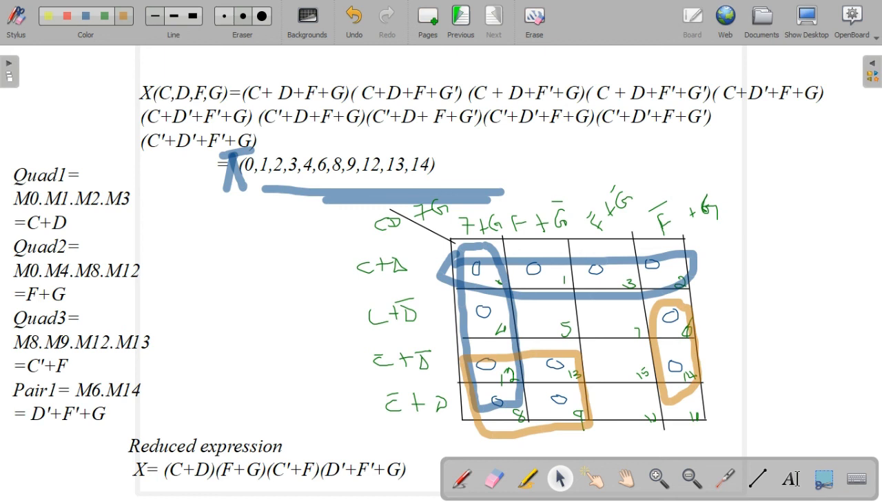So chord 1 is M0 into M1 into M2 into M3, C plus D, chord 2 equal to F plus G, chord 3 C dash plus F, and pair 1 D dash plus F dash plus G. So the final reduced expression we have to write as X equal to that full expression, (C plus D) into (F plus G) into (C dash plus F) into (D dash plus F dash plus G). So this is the finally reduced expression.